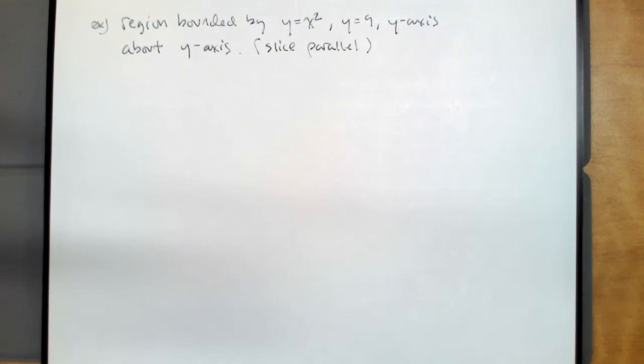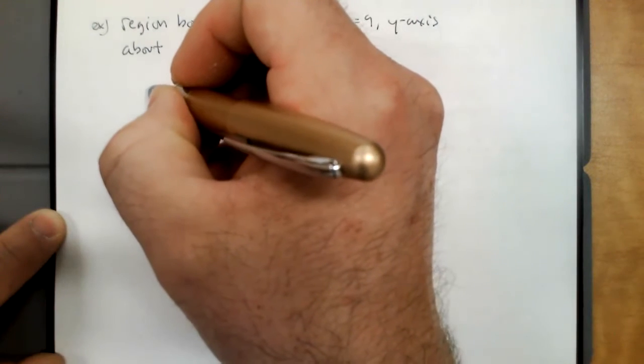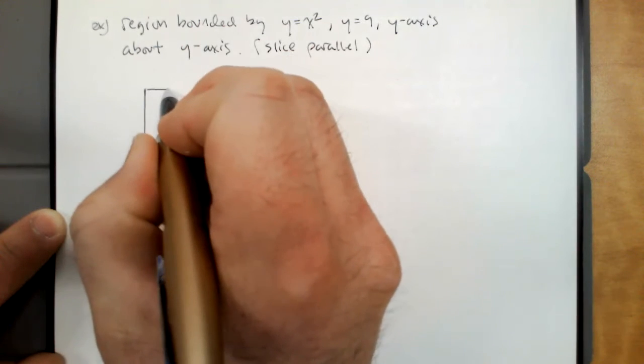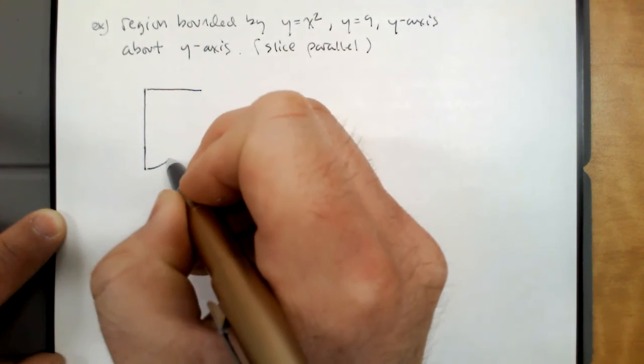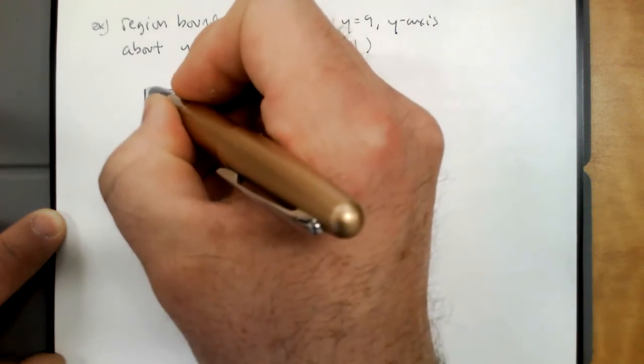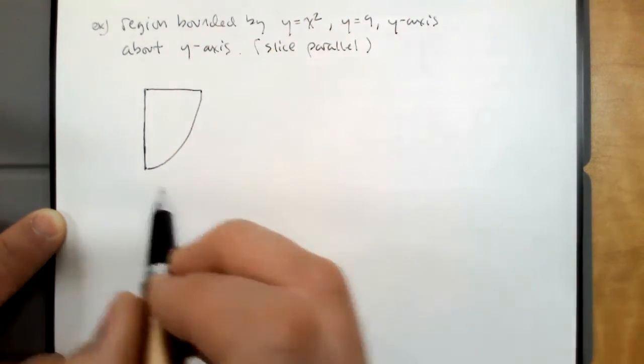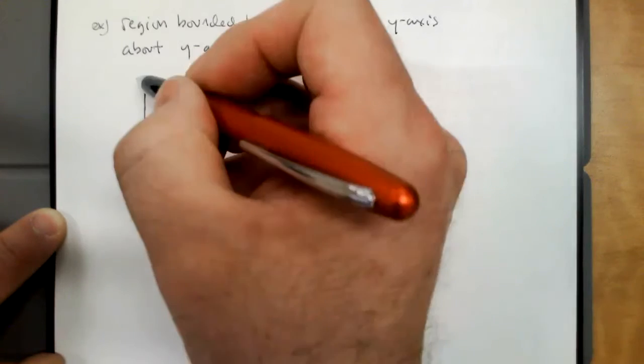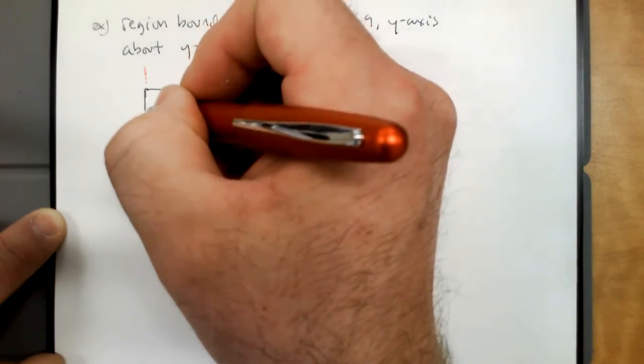Let's revisit an old volume. All right. So we're going to revisit our circular paraboloid that we formed by rotating this region bounded by y equals x squared, y equals 9, and the y-axis around the y-axis.